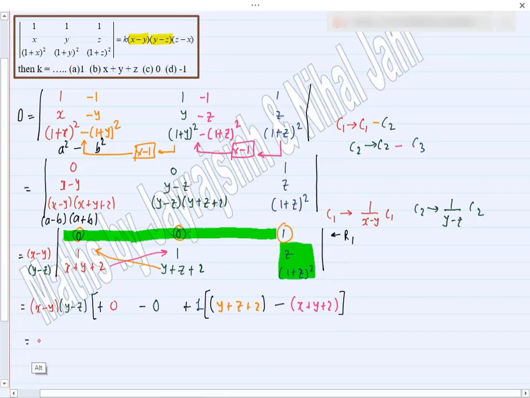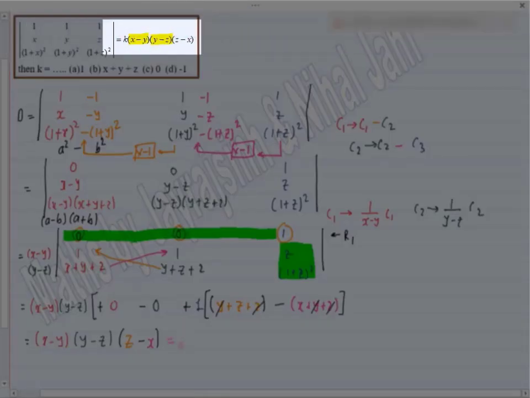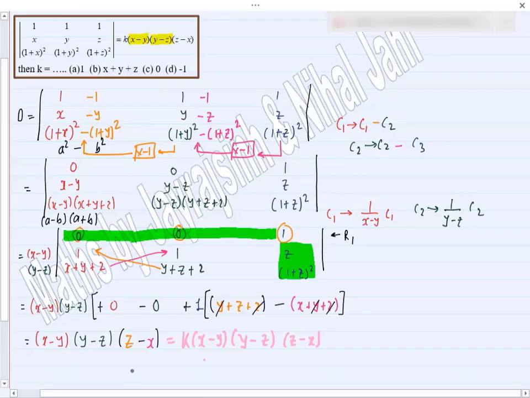So here x minus y, y minus z still remain as they are, and we will get our third factor by cancelling y and 2. Here we'll get z minus x. So let's compare our result with the right hand side which is given in the question, and by comparing we will get k is equal to 1. Ta-da! Option A is your final answer.